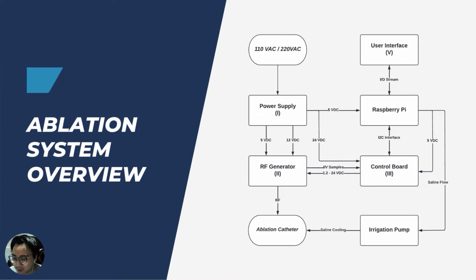So for the design of the system, the heart of the system would lie on the RF generator block, marked number 2 in Roman numerals, and the control board, marked 3 in Roman numerals. The RF generator would be generating the radio frequency power based on a dictation of the control board, by feeding the control board with current, voltage, and temperature samples, after which the control board would feed the appropriate power setting back into the RF generator. The control board itself is directly connected to the main processing unit of the whole cardiac mapping system, which is the Raspberry Pi 4, which in turn would be controlled by an operator through the user interface block. The irrigation pump of the system is also connected to the ablation catheter and dictated by the Raspberry Pi for an appropriate setting of the saline flow as well.